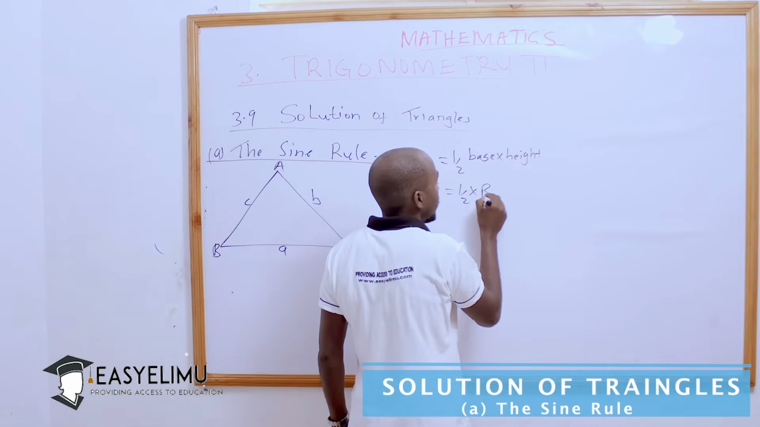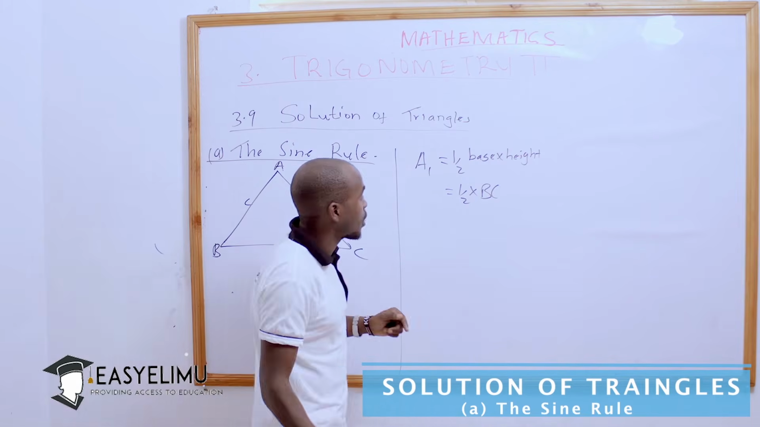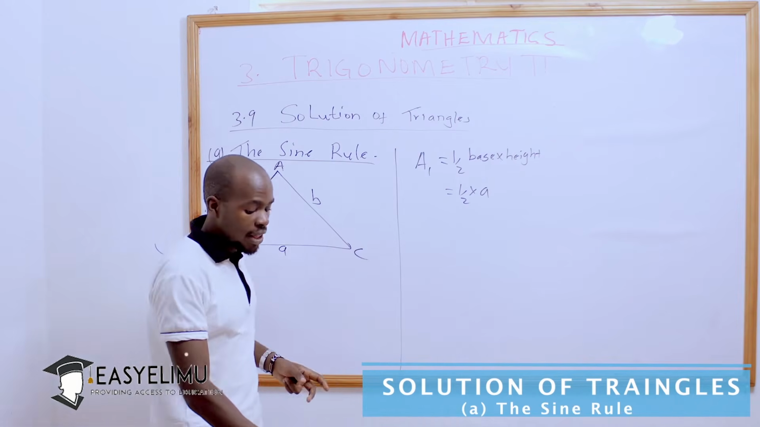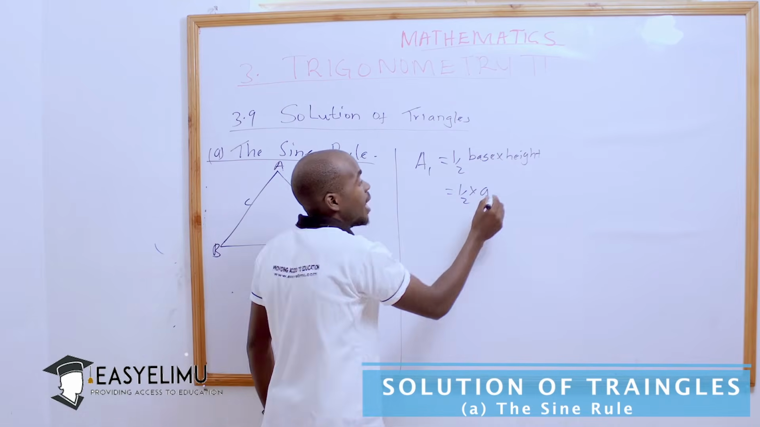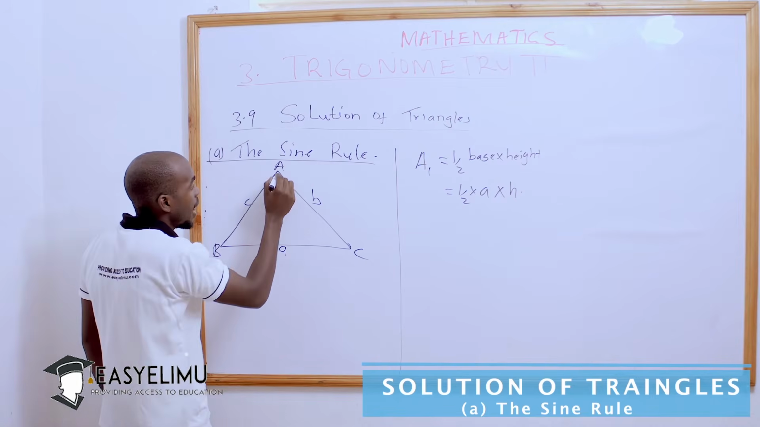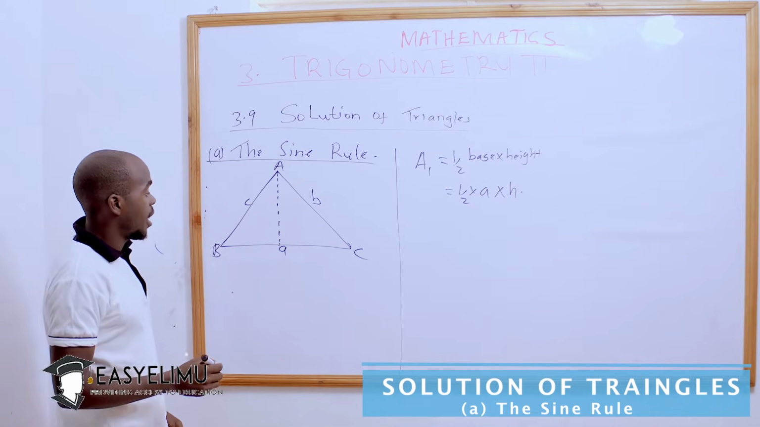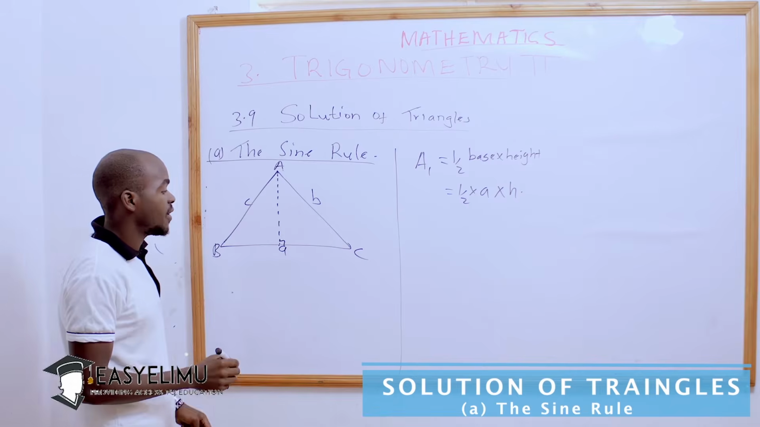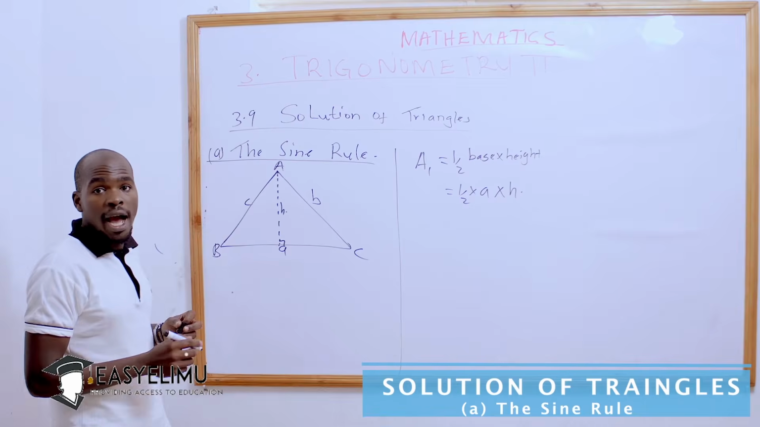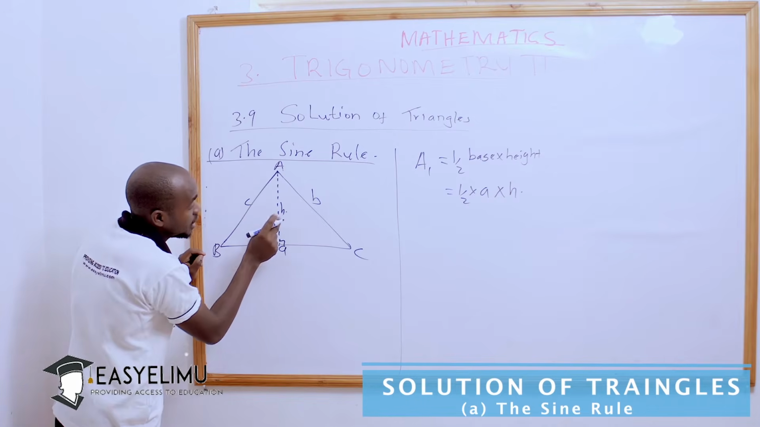If we take BC as our first base, we know BC is equivalent to A. So if that is equivalent to A, we write A there, and then we multiply by the height, which we need to identify. If we need the height, we shall draw a perpendicular to meet BC at a certain point, and this will be our height.